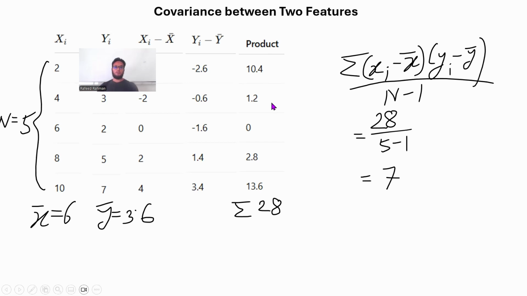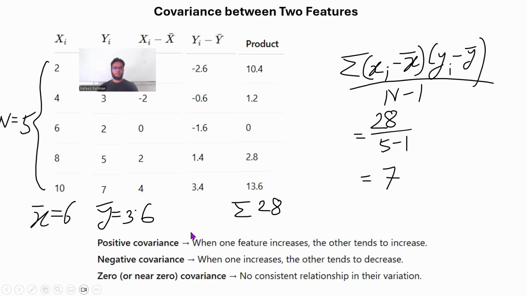But the question is, what does covariance actually represent? If you have a high positive covariance, that means when one feature increases, the other also tends to increase, and when one feature decreases, the other also tends to decrease. If you have a negative covariance, it's the opposite. When one increases, the other tends to decrease. But if you have a zero, near zero, or very small covariance, that means they don't really have any correlation in their variation. So that is basically the significance of covariance between two features.